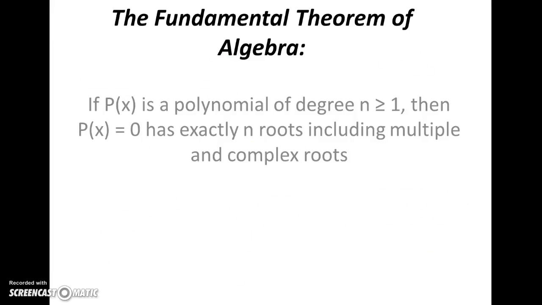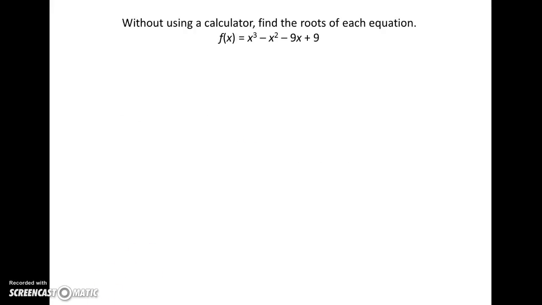For the new stuff, today we're covering the fundamental theorem of algebra, which states that if p of x is a polynomial of degree n greater than or equal to 1, then p of x, so whatever the polynomial is, has exactly n roots. Remember, roots is the same thing as solutions and x-intercepts, and also it's in factored form, including multiple and complex roots. So some of them might be imaginary, and some of them might be irrational as well. So the degree of the polynomial will tell me how many solutions there are. We've kind of been talking about that throughout.